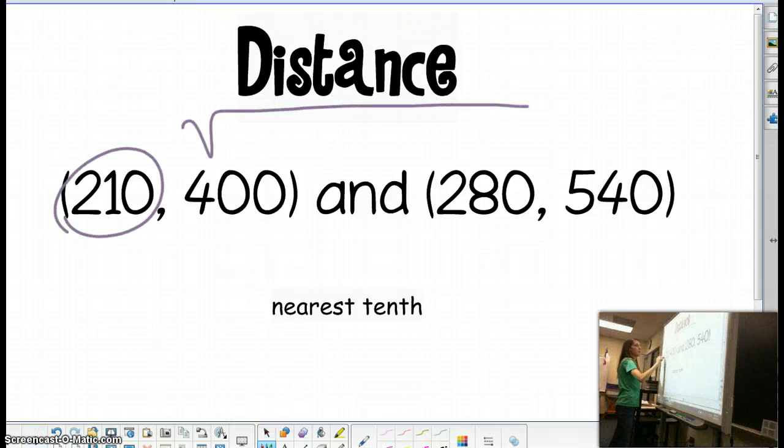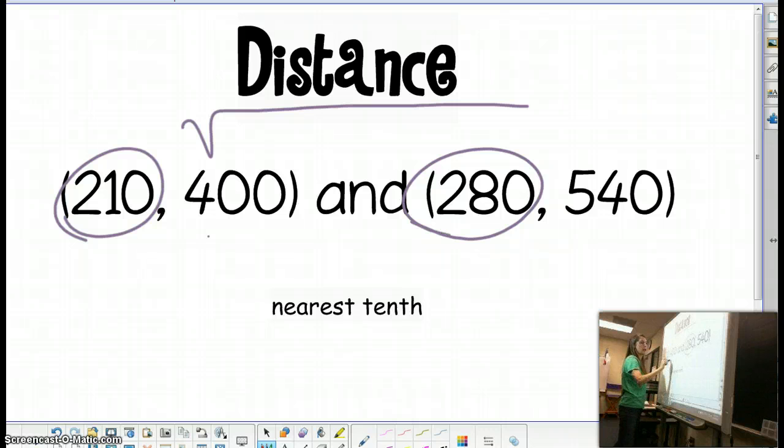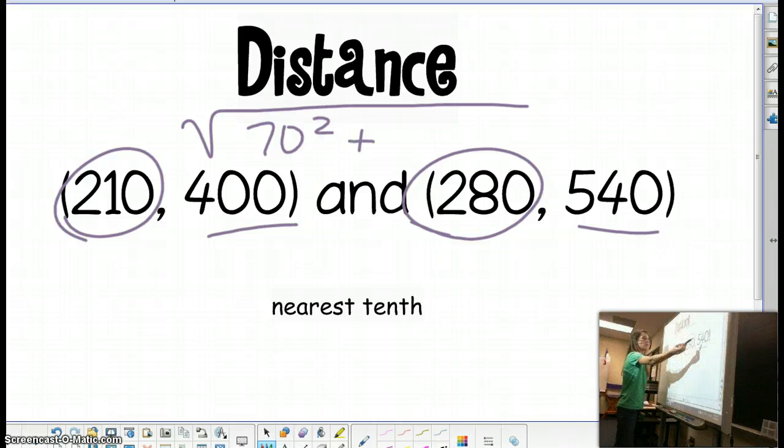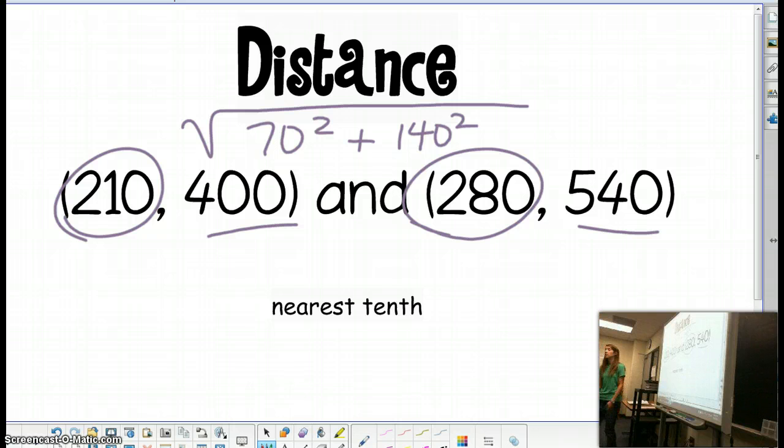Square root of, keep your X's and your Y's separate. 280 minus 210. We can do that in our head. 70. 540 minus 400. We can do these in our head. That's what you should have put in your calculator: square root of 70 squared plus 140 squared.